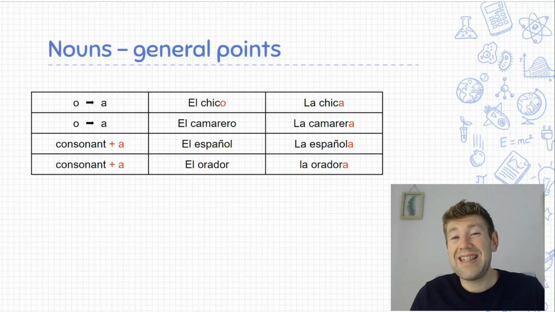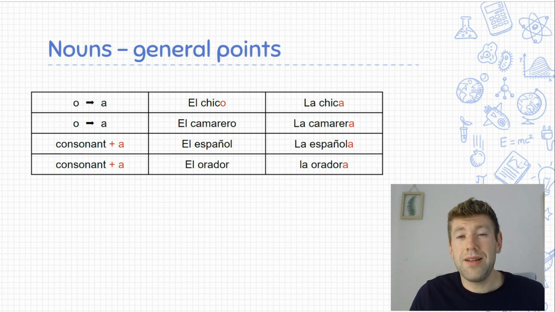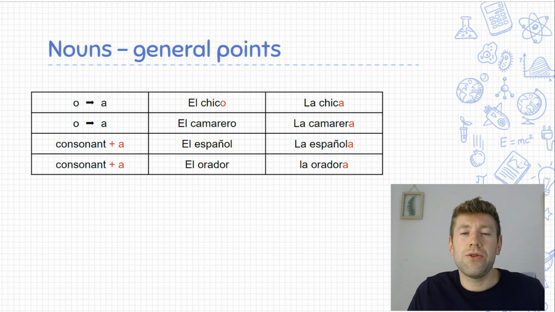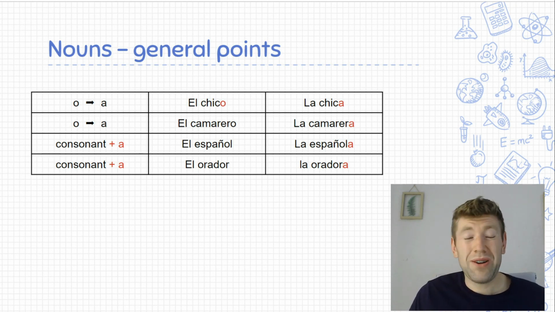So for example, if it ends in a consonant, so for example, español, so el español, the Spanish man, would change to la española, which would be the Spanish woman. With a speaker, el orador for a male speaker, and la oradora for the female speaker.